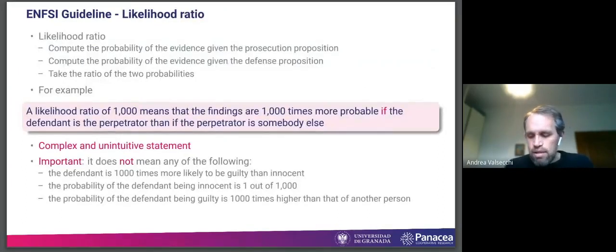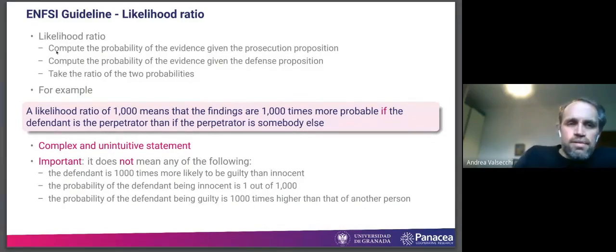So the second important recommendation of the guideline is the use of likelihood ratio. This is how the likelihood ratio is explained in the guideline. You need to compute the probability of the evidence given the prosecution proposition, so that the defendant is guilty. Then you need to compute the probability of the evidence given the defense proposition. And finally, take the ratio of the two probabilities.